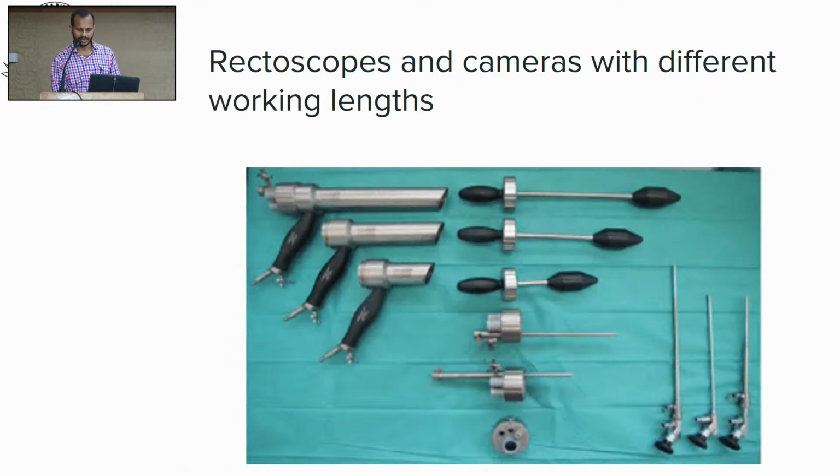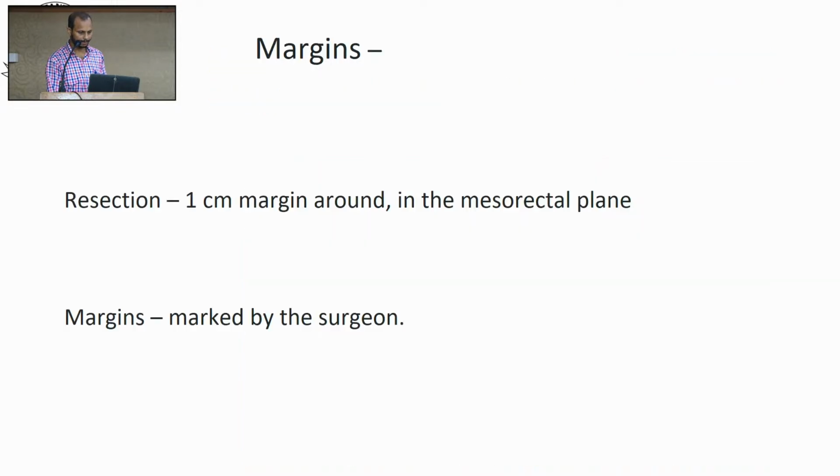So these are different resectoscopes with different lengths. Depending on the location of the tumor, the distance from the anal verge, you can use instruments with 20 centimeter, 15 centimeter, or 8 centimeter, and the corresponding obturators, camera, and diaphragms. These are the cameras with scopes of different lengths.